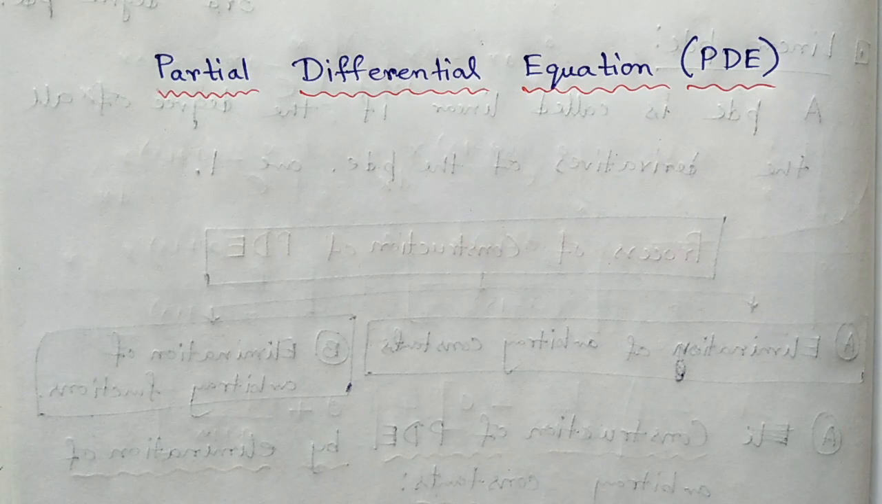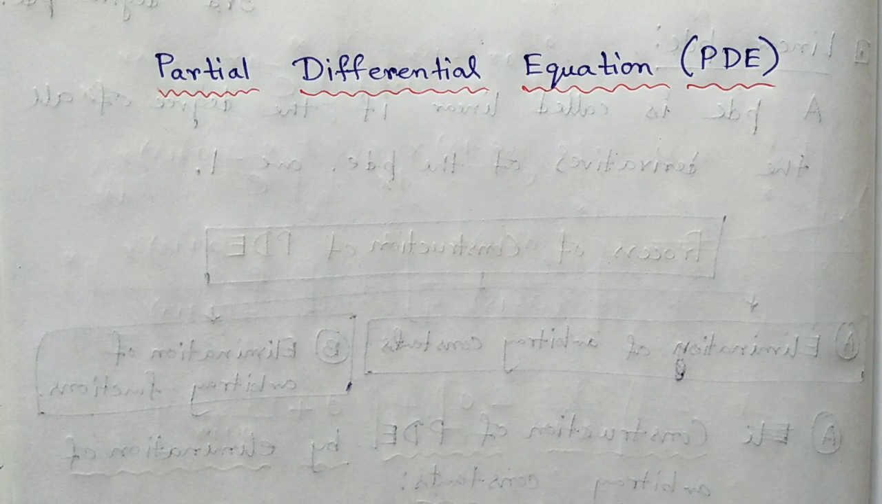Welcome to everyone. Today we are going to start a new topic, that is partial differential equation or PDE. At first we should know what is a differential equation. So differential equation is an equation that relates function with their derivatives. Now a PDE is a differential equation which contains at least two independent variables and their partial derivatives.